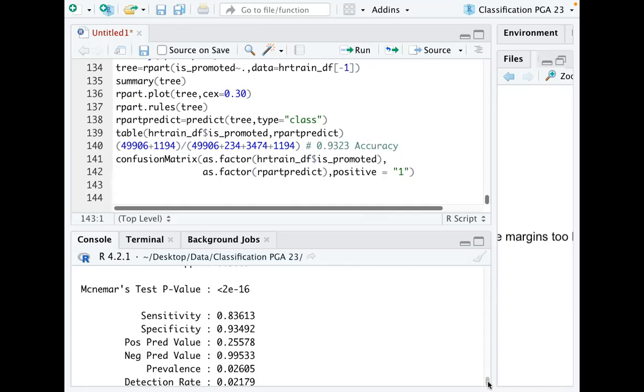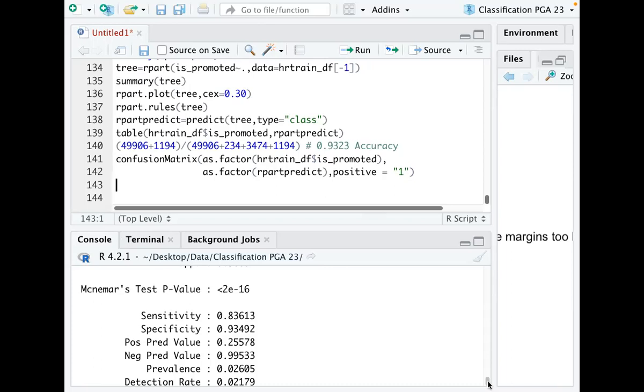See, we are getting mean square error because promoted has not been converted as factor. Mean square error is for regression. So you have to convert it into factor, then only you will get the correct output.